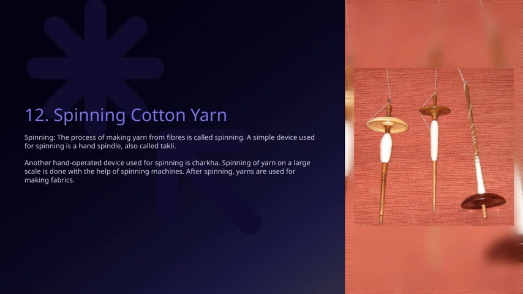Once the yarn is spun, it's then used to make fabrics, which are the raw materials for most of our clothing and textiles. This process connects directly to the overall theme of how raw fibers are transformed into the fabrics we wear and use every day.